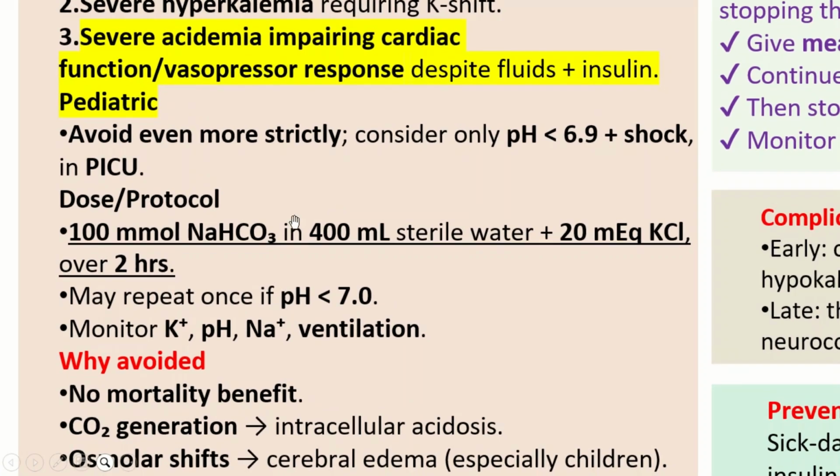So the dose and protocol is going to differ from country to country, but most of the time it's going to be 100 millimoles of sodium bicarbonate in 400 ml of sterile water plus 20 milliequivalents of potassium chloride over 2 hours. And this is why we give potassium, because as you correct the acidosis, hydrogen drops, potassium is going to move from the extracellular space where it had gone, back to the intracellular, and we shall have a hypokalemia. And you may need to repeat this if the pH is still less than 7, and then you want to monitor the potassium, the pH, the sodium, and the ventilation.